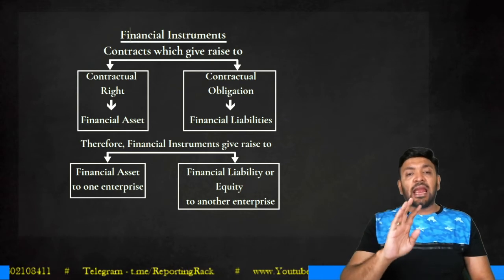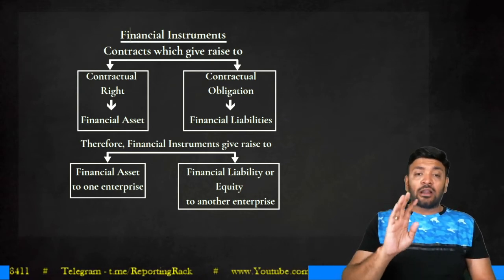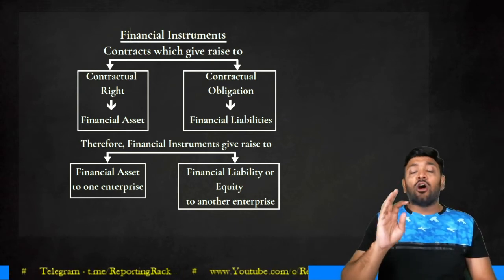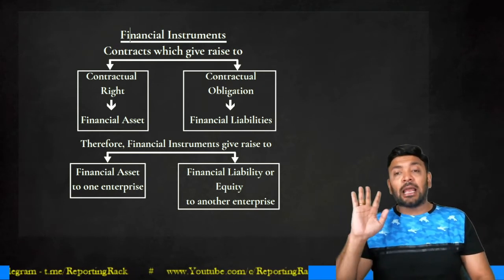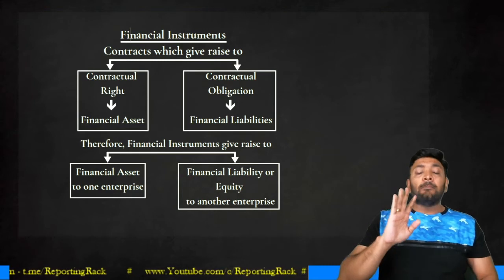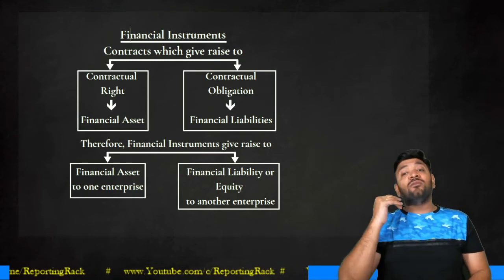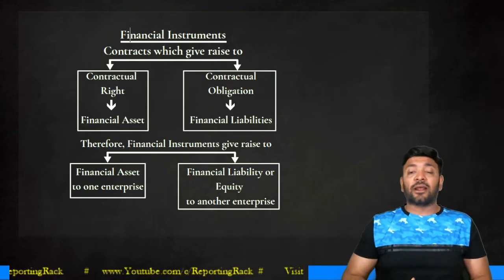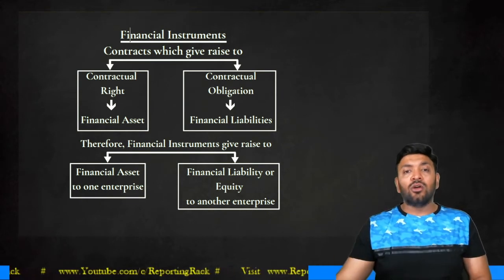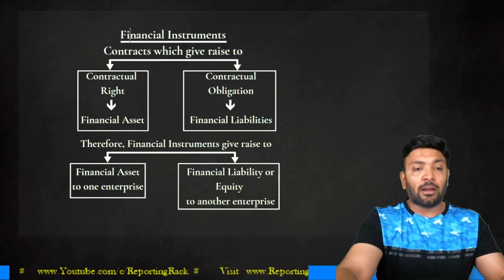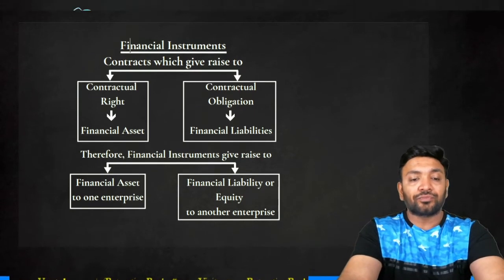Always remember, any contract or financial instrument always gives rise to a financial asset to one enterprise and a financial liability to another enterprise. But sometimes it may not always be a financial liability to the other enterprise. It could also be an equity instrument to the other enterprise. What is this situation which I'm talking about? Let's get into this.